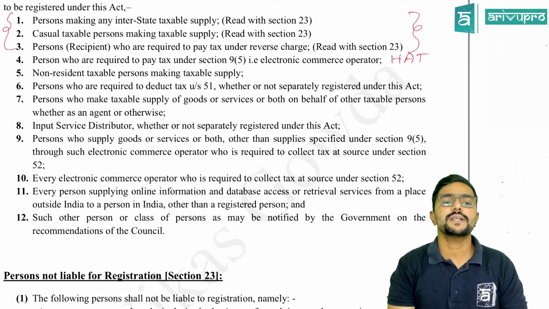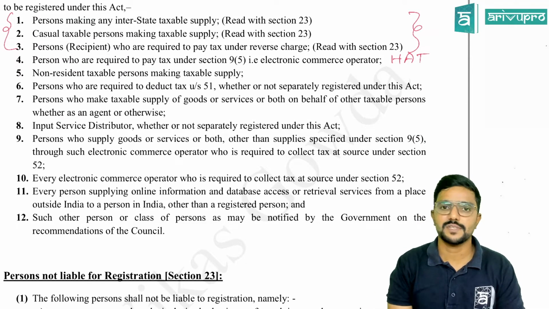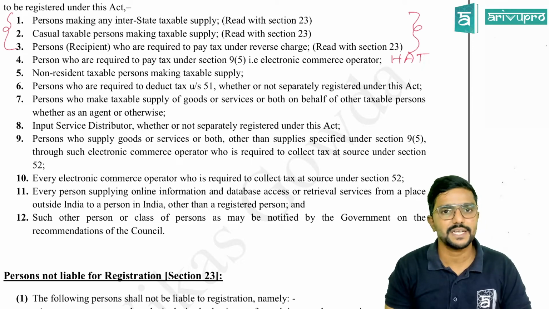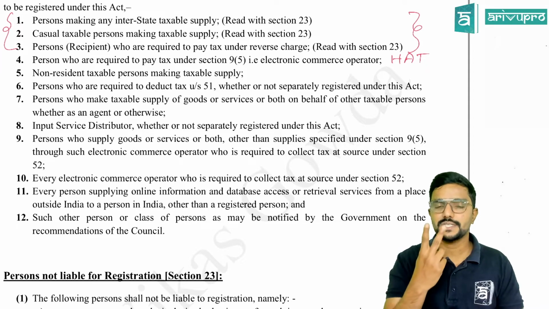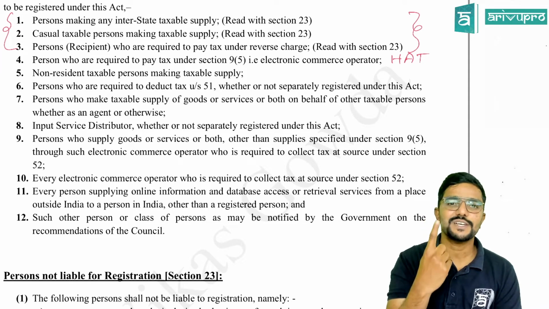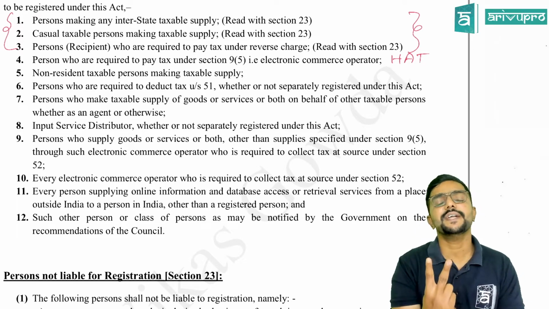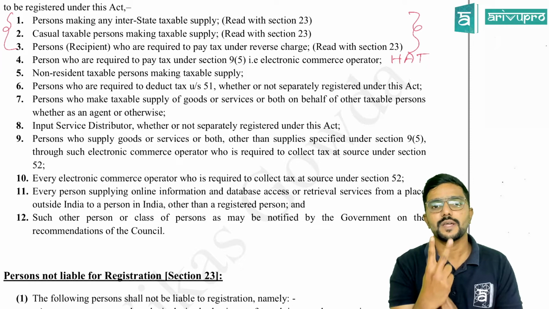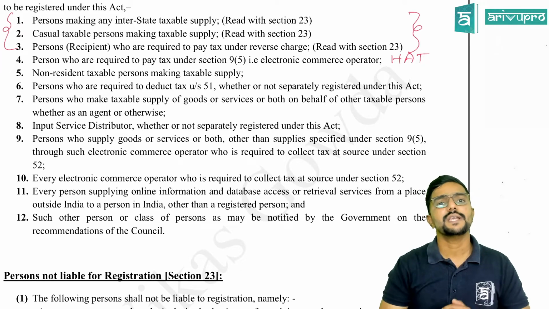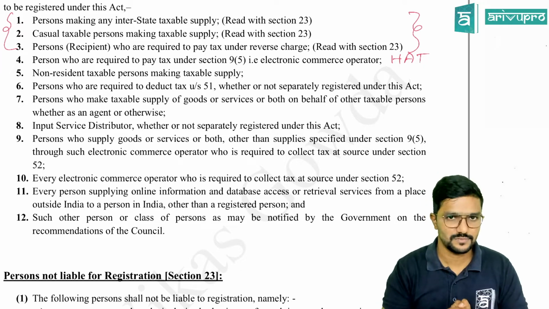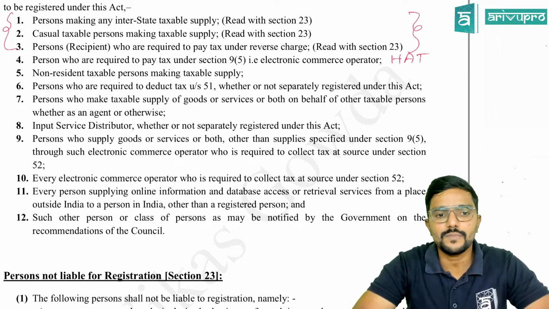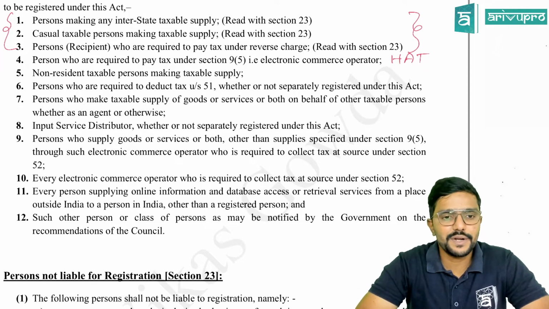Next, non-resident taxable person making taxable supply. So he is one of the special category person. As I told you, in GST there are 2 special people: casual taxable person and non-resident taxable person, guys. They have been defined under GST. We will learn the provisions with respect to them in section 27 in the same chapter. Okay. So they have to get registered.